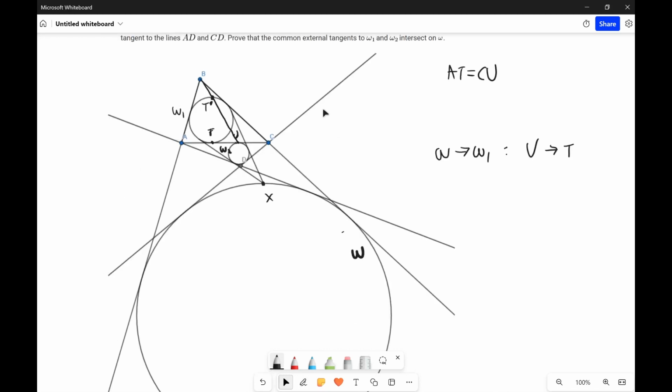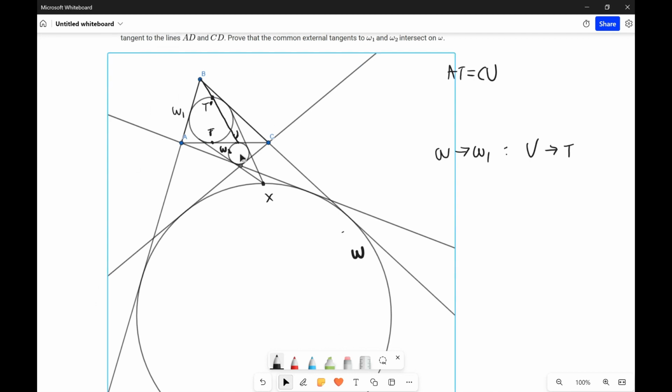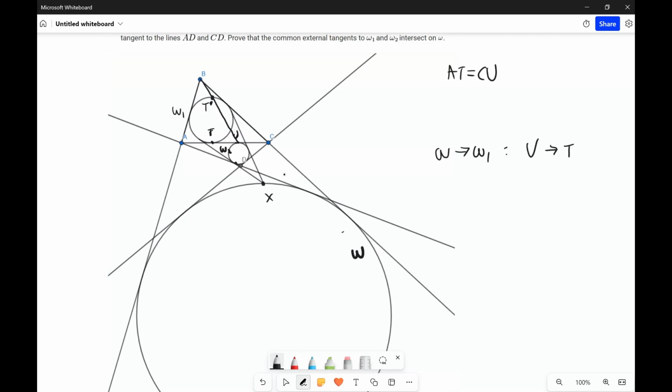Then now let's consider a homothety going from omega 1 to omega 2. Then this brings point T to the bottom point of this circle here, which is just the point diametrically opposite the point U. I'll go ahead and call that point U prime. Then omega 1 to omega 2 sends T to U prime. And finally, we have that.